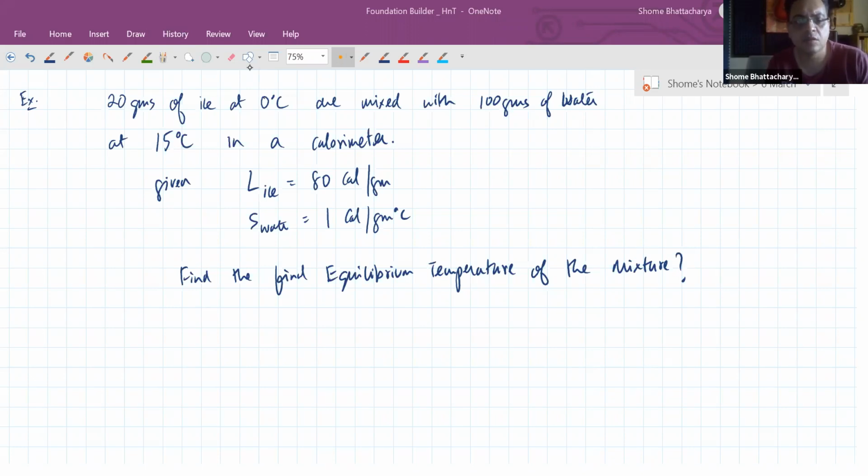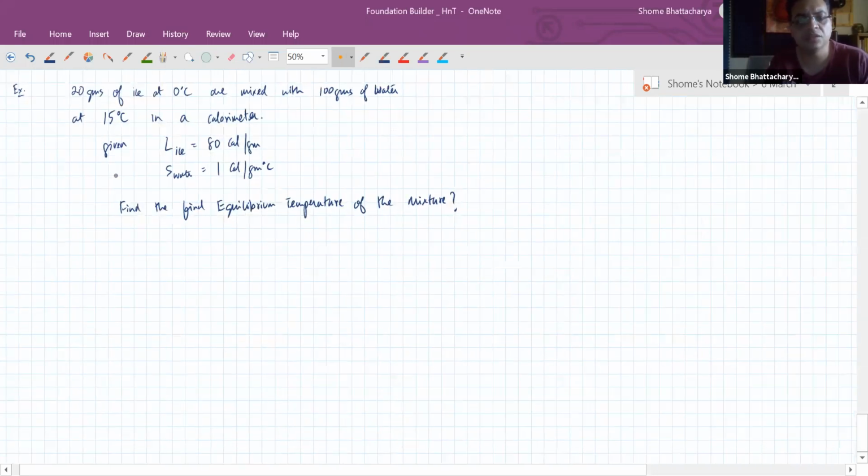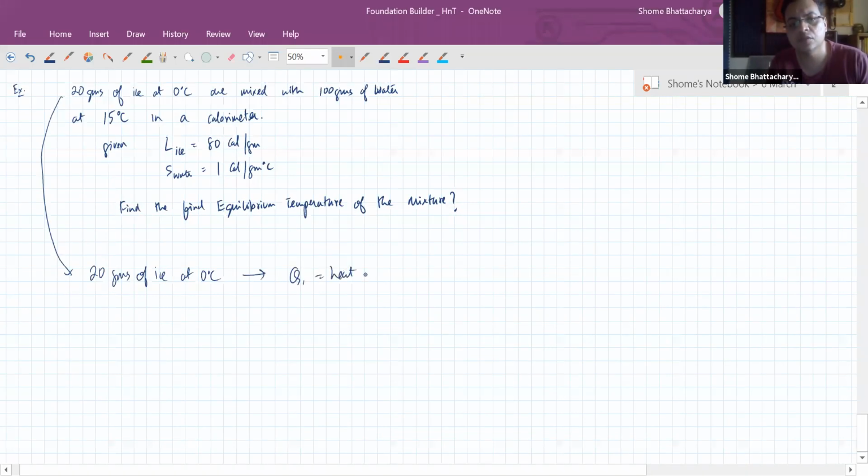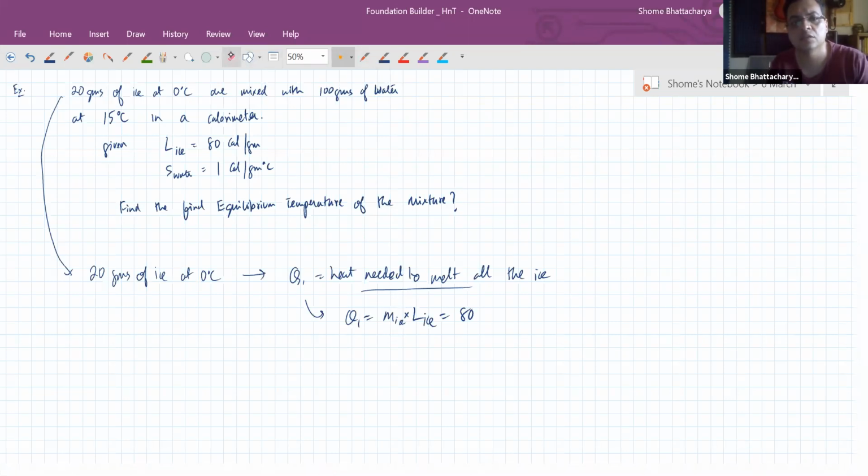Okay, anybody got the answer for this? Now see, in this, what is happening is that the 20 grams of ice at 0 degrees C, let's say Q1 is the heat needed to melt all the ice. So Q1 is going to be how much? It's going to be mass of ice, 20, into latent heat of ice. So that's going to be 20 into 80, or 1600 calories.